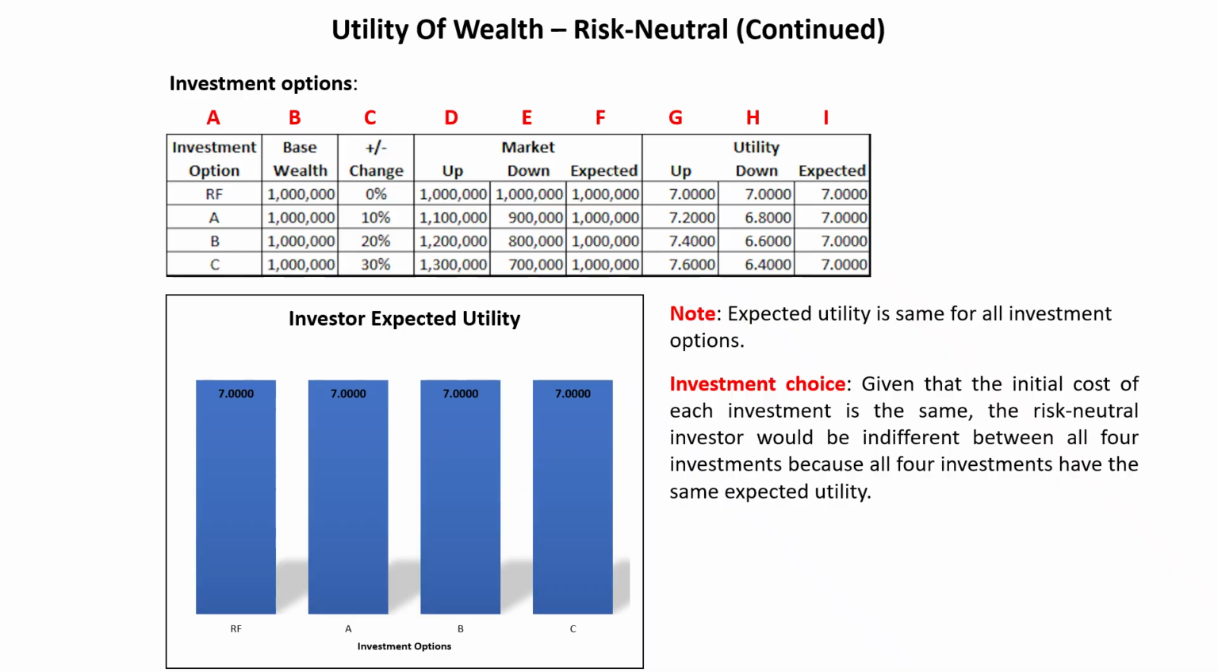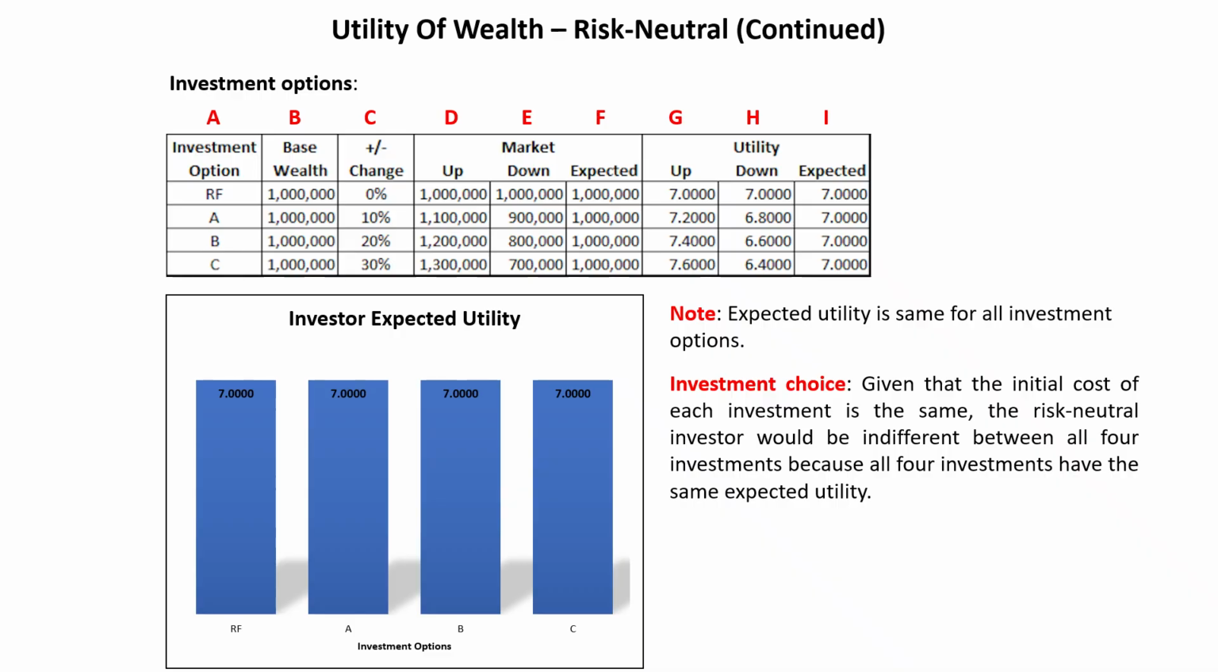And note that as we go from my risk-free investment all the way down to investment C, my utility keeps going up for the up market, but continues to go down for the down market, but the expectation is the same. So the expected utility for my risk-free investment equals the expected utility for my A investment, which equals the expected utility for my B investment, which equals the expected utility for my C investment. It does not change. It's the same all the time.